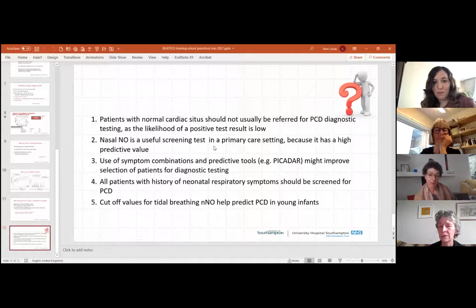And cutoff values for tidal breathing, nasal nitric oxide to help predict PCD in young infants. If you think back to my talk, we decided that wasn't the case. You're actually going to need to use algorithms because different ages of infants are going to have different cutoffs. So you're going to have to have normal curves rather than a standard cutoff as we use for older children and adults. So that's Nicole and my questions and talks finished.